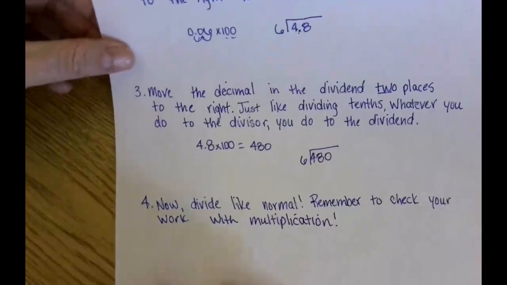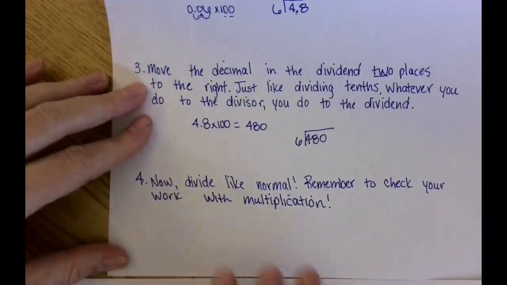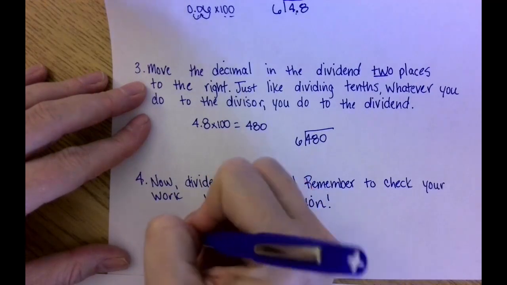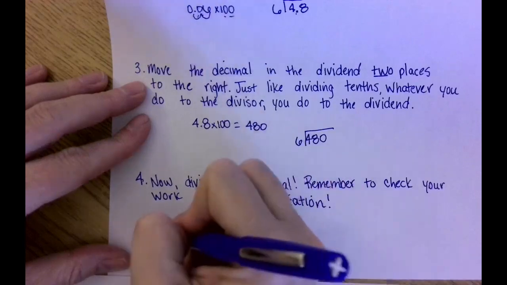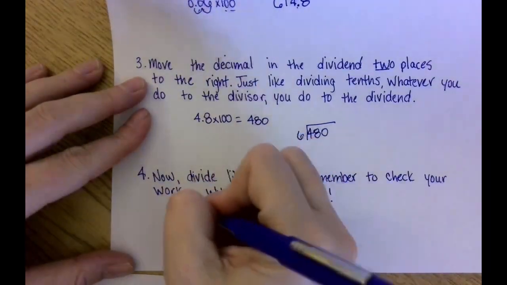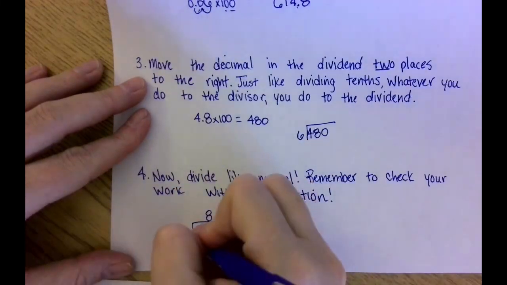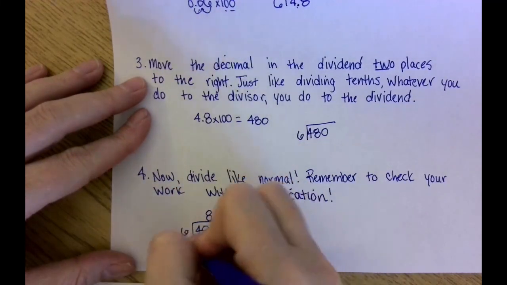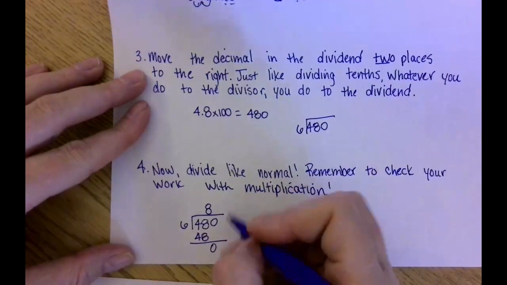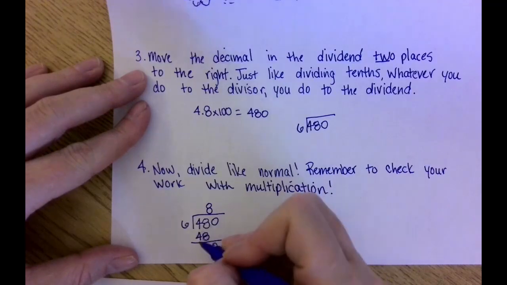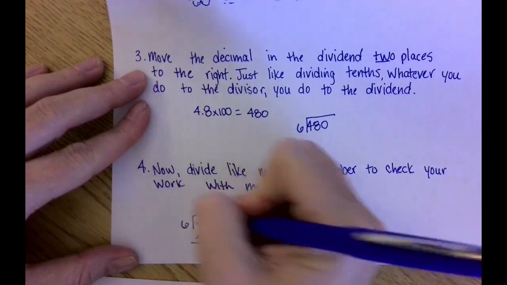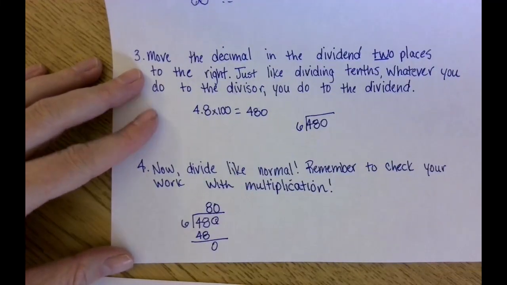So then I'm going to move to step 4, and this is where I'm going to divide like normal. So I'm going to set up my 480 divided by 6. I know that 8 times 6 is 48. I still have a 0 here. I still have to have something here. And I know that because I cannot do anything else with the 0 at the end, I need to actually move it up. So this would be 80.